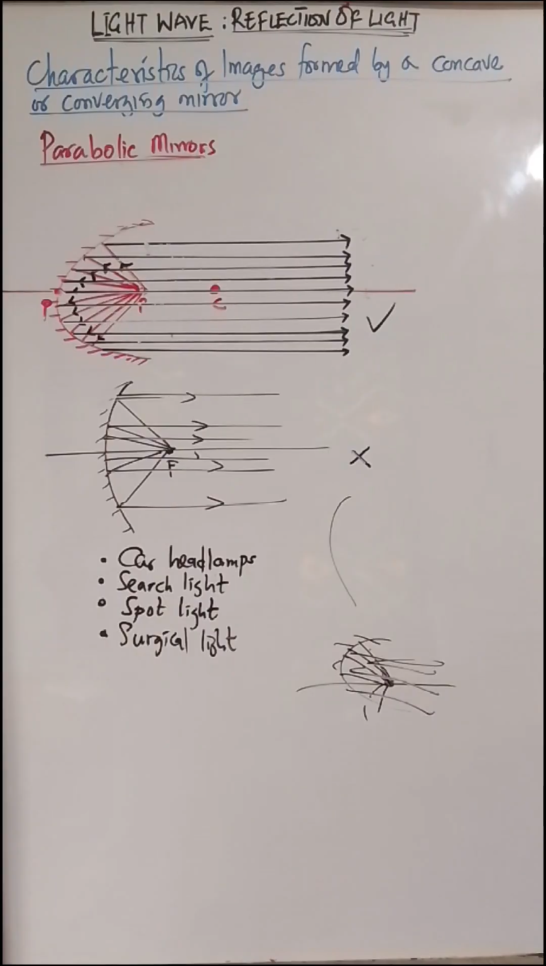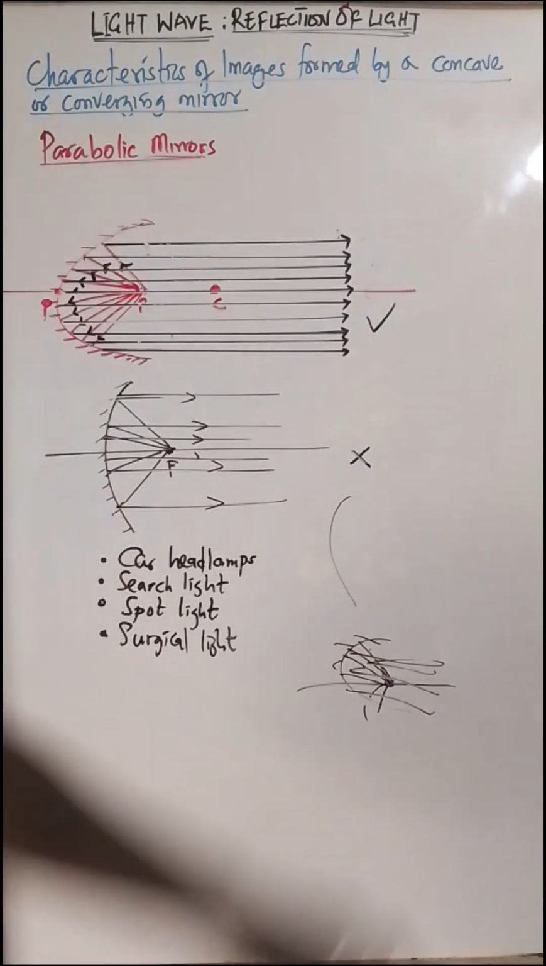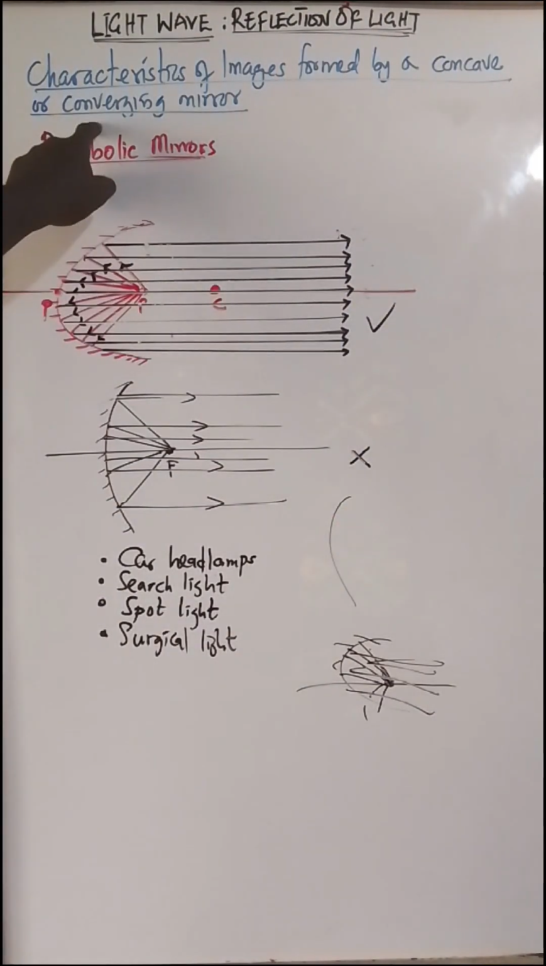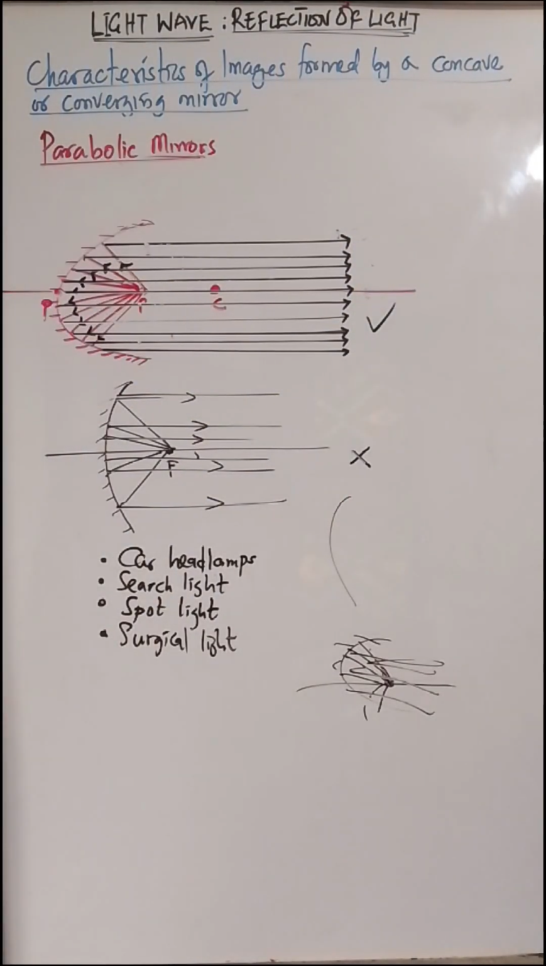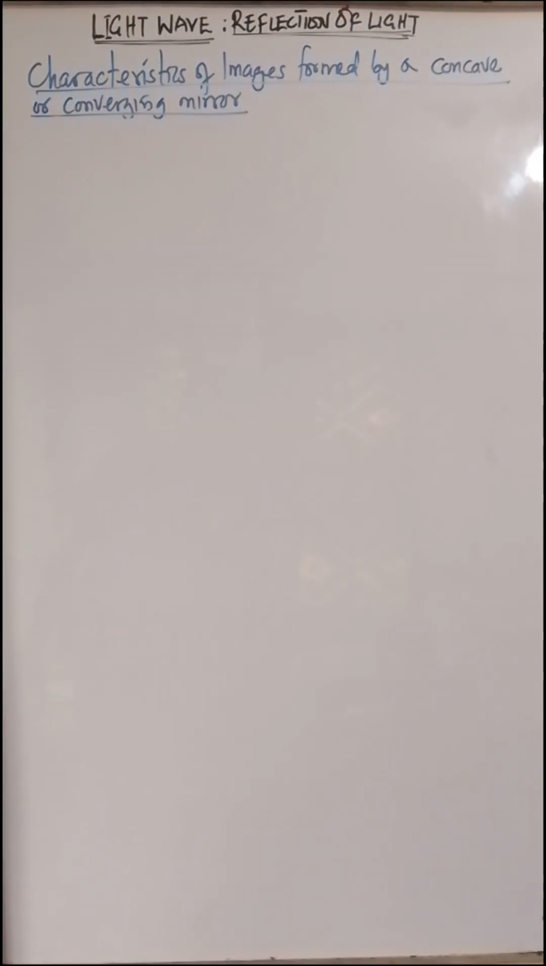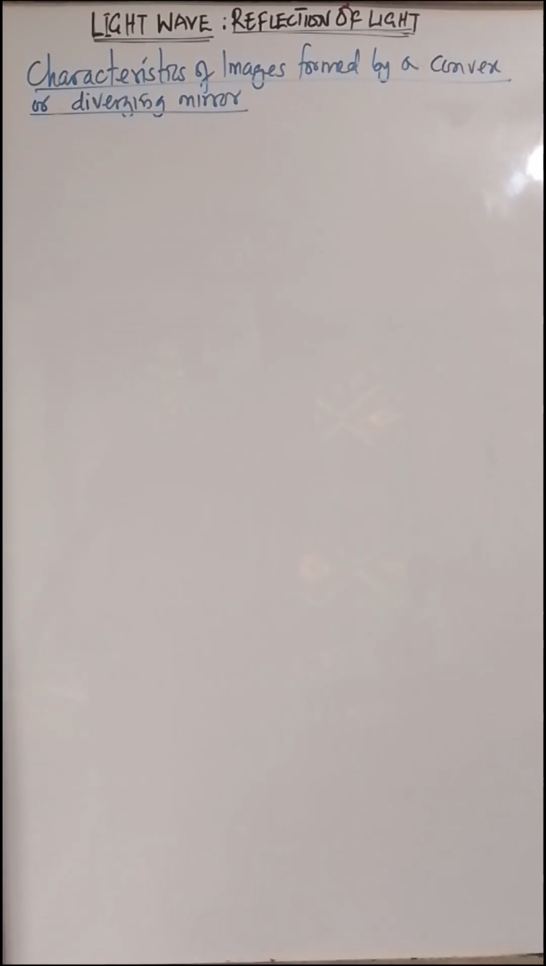Now let's move to the convex mirror. Let's clean this concave and write convex, and clean converging and write diverging, because concave is converging while convex is what? Diverging. For mirrors, not lenses. We are still coming to lenses later under refraction. Now we are done with converging, meaning the concave mirror. Let's talk about the convex mirror.